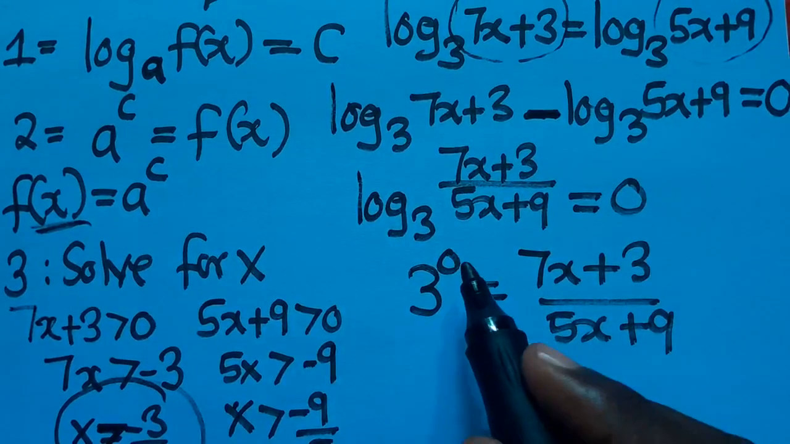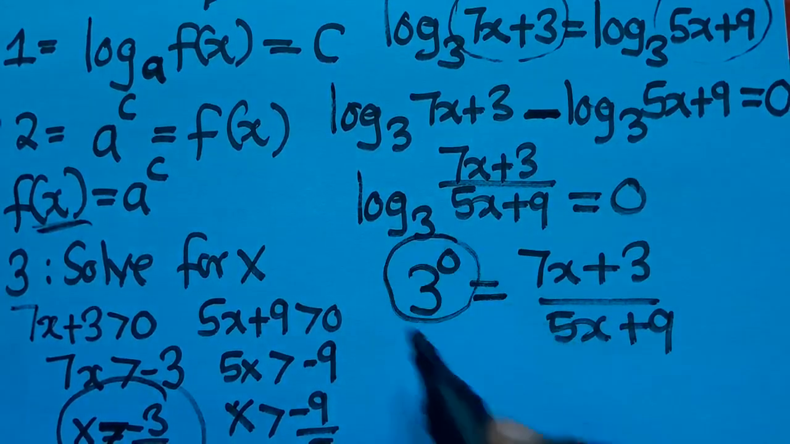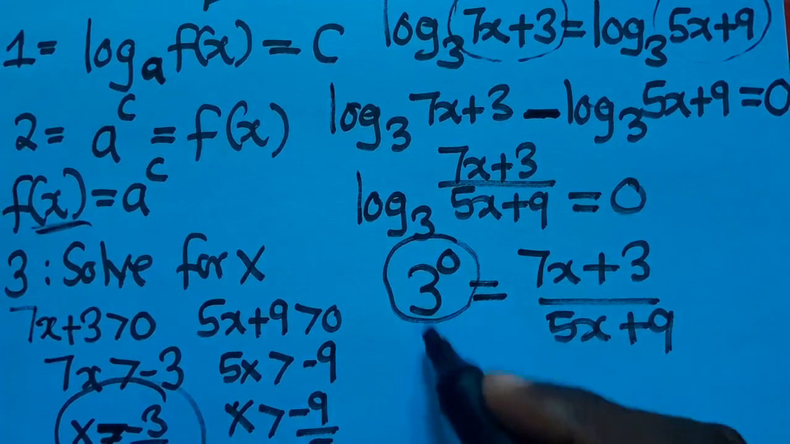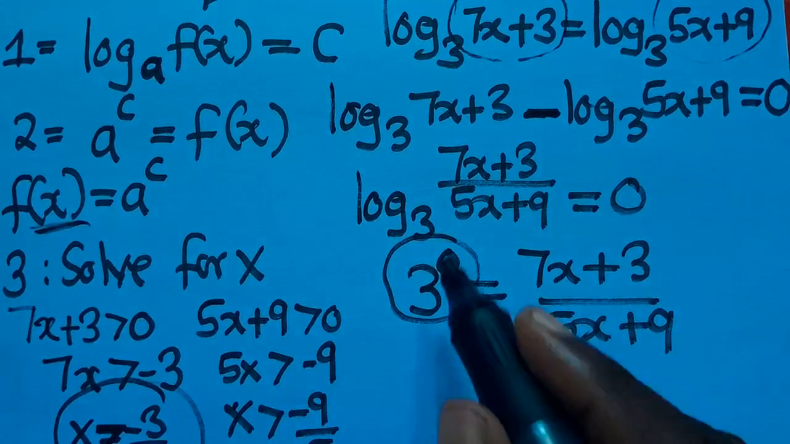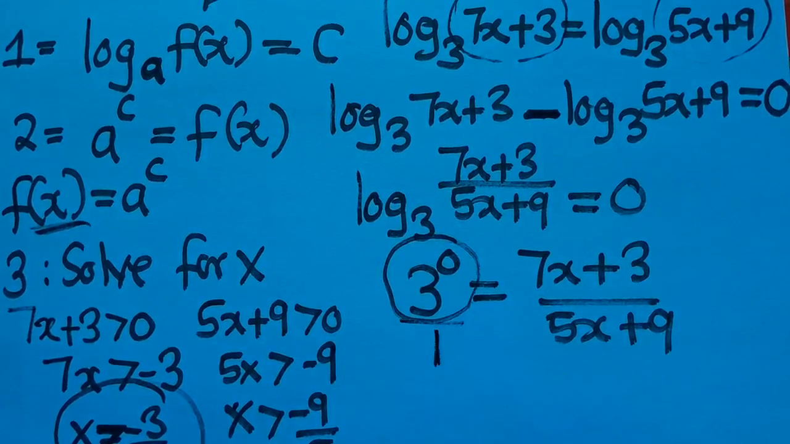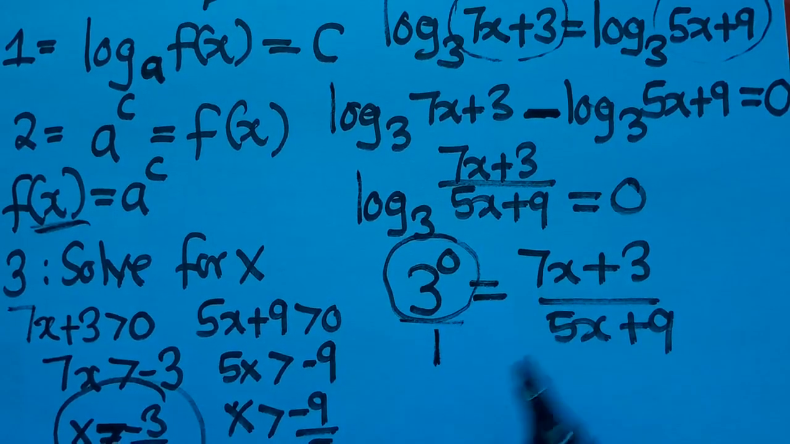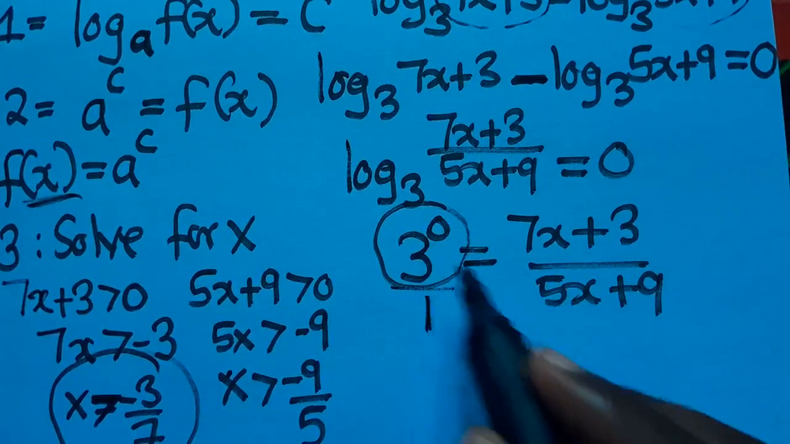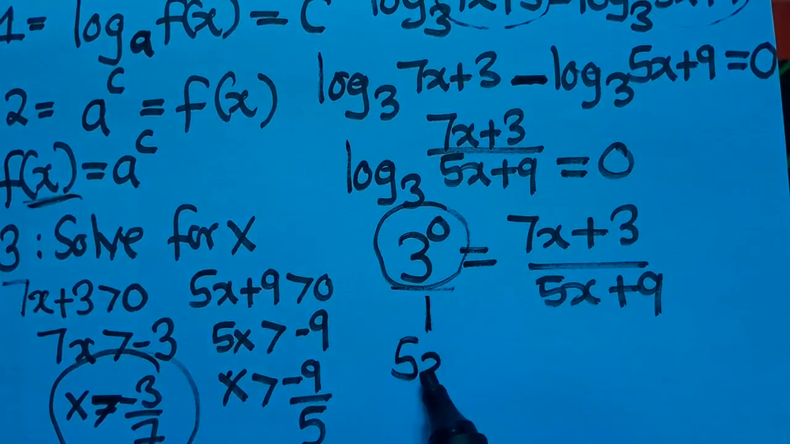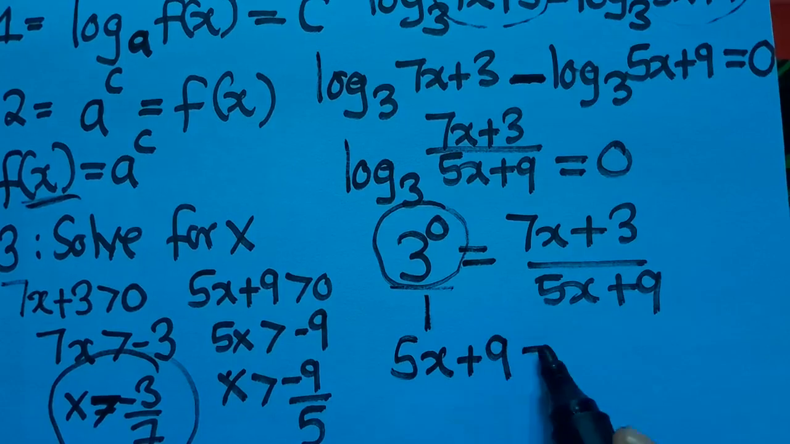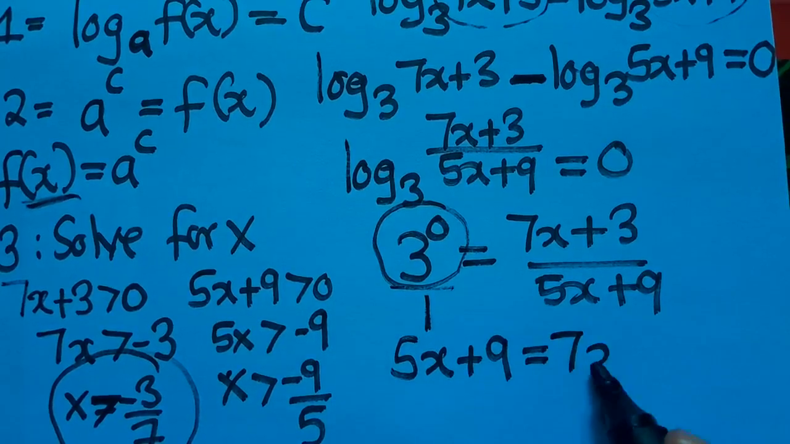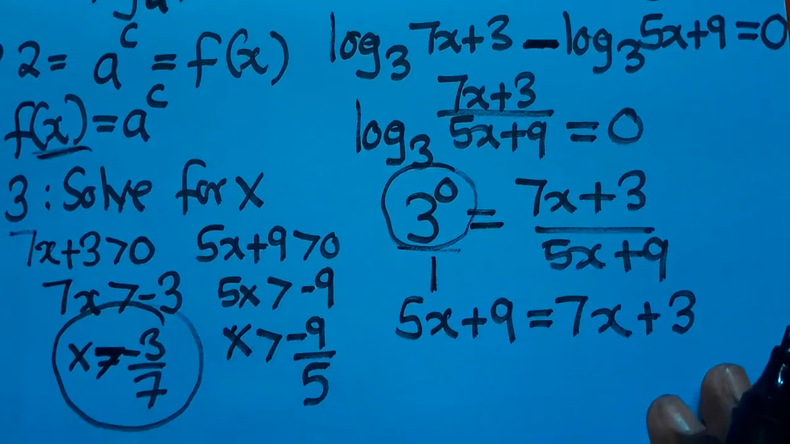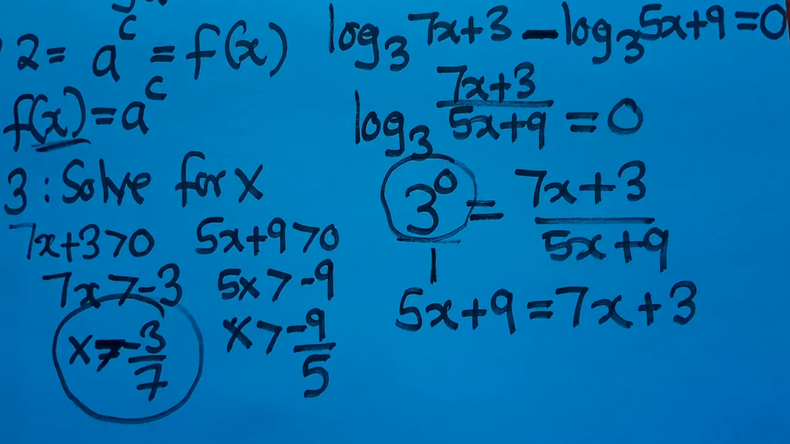Then you know that any number raised to the power 0 is what? Is 1. So this is just the same as there is a 1 here. So 1 there you say over another 1, so that you cross multiply. So when you cross multiply, what are you going to have? This times 1, you're going to have 5x plus 9, which is equal to 7x plus 3, like that. This is what we are going to have.